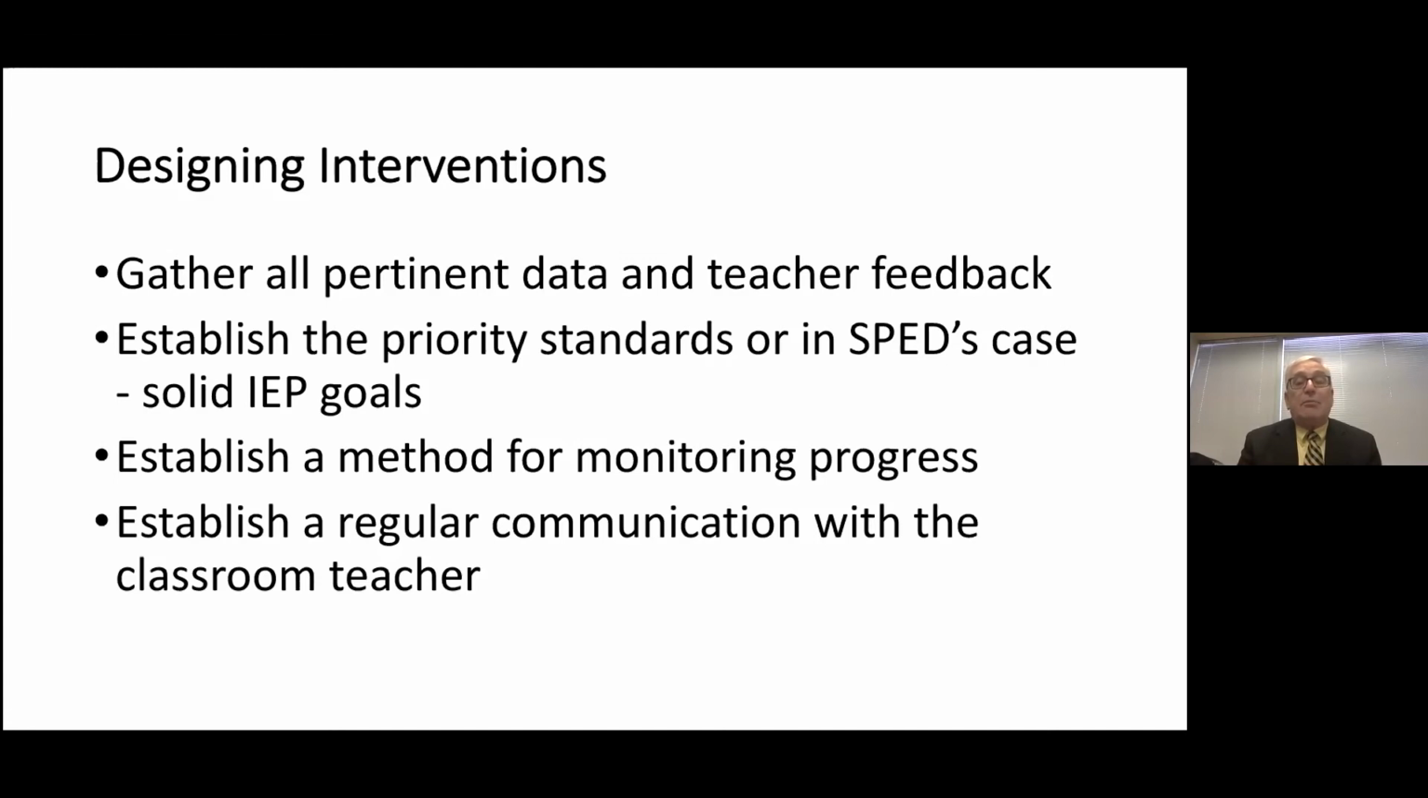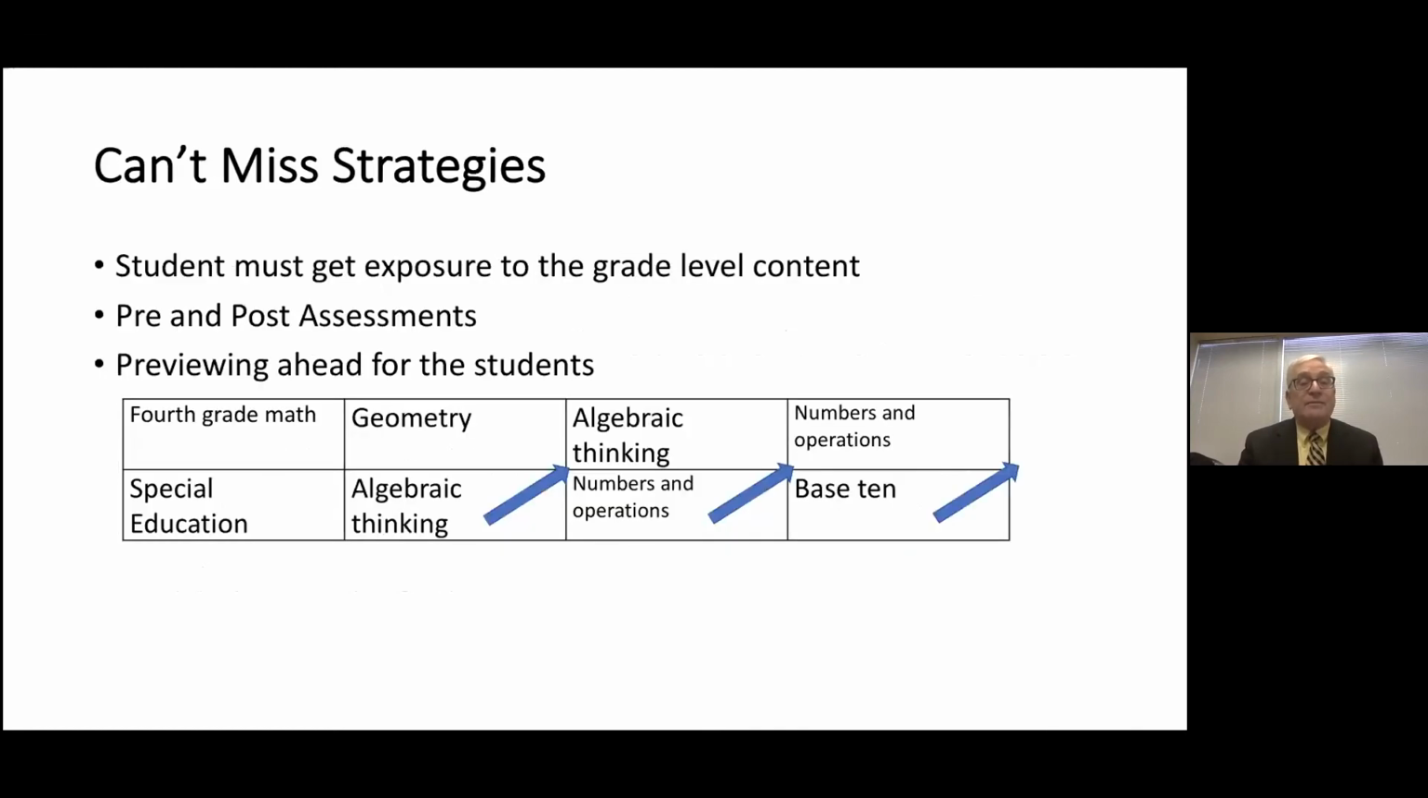Establish a method for monitoring progress. This is the hardest one and the one that needs the most attention. How are you going to know whether the kids are improving? Especially if you're working a grade level behind. How are you going to monitor progress and make sure that student is moving ahead? And then the other thing, which also goes with number one, is to make sure you have regular and full communication with the classroom teacher. Their data and input is imperative.